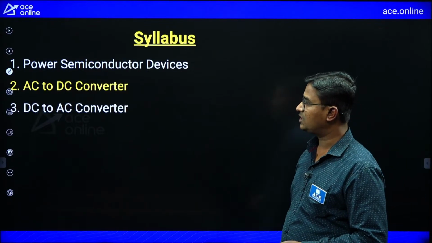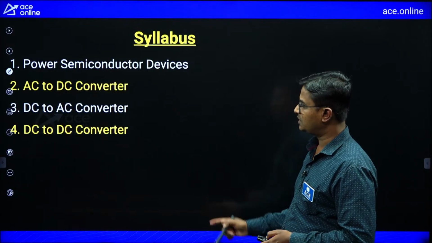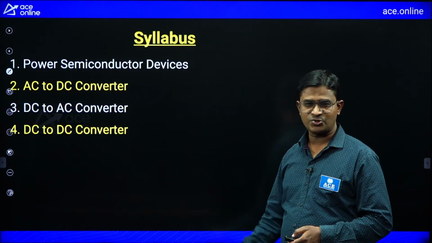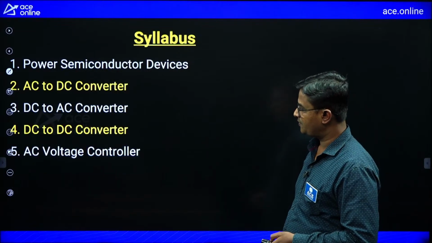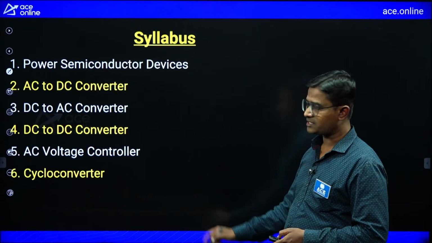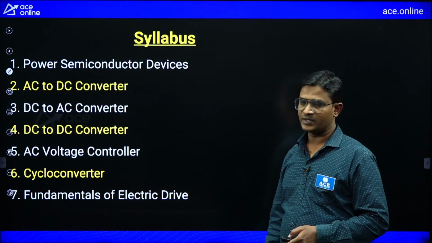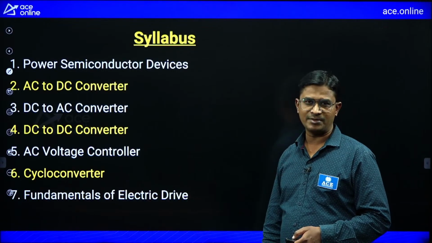Third is the DC to AC converter. It is also known as an inverter. Fourth is the DC to DC converter. It is also known as a chopper. Fifth chapter is AC voltage controller, right? Sixth is the cycloconverter, and seventh is the fundamentals of electric drive. So these chapters we are having in the syllabus.